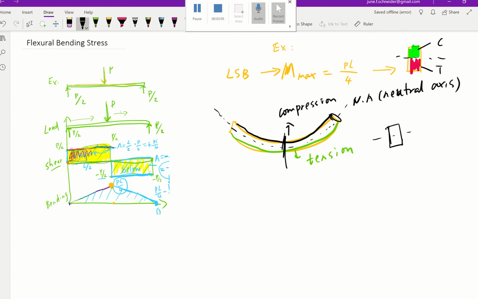And what do you think? What's going to be the stress at this point, at this neutral axis? So here comes the new concept. At that neutral axis, the stress here is 0.